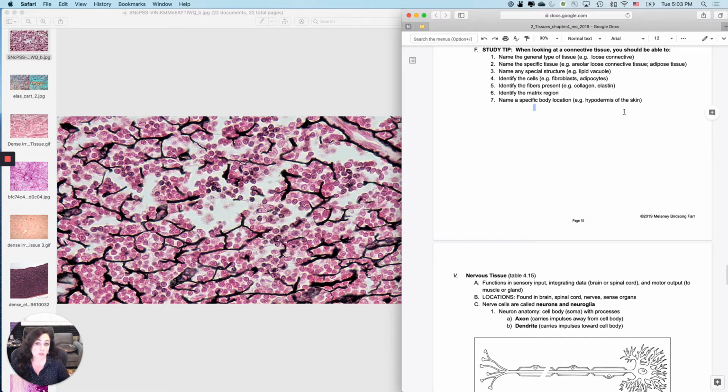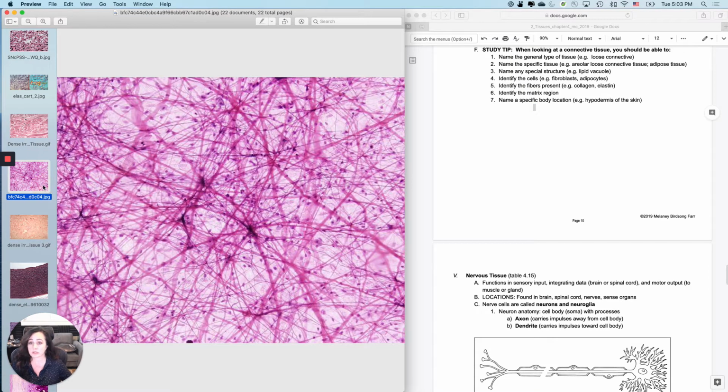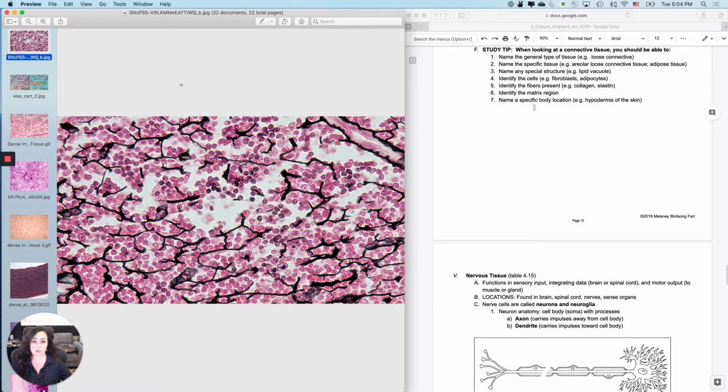As I mentioned before, the question that people usually expect is just the simple one, like identify this tissue. It could be this one, which is loose areolar connective tissue. It could be this one, which is reticular connective tissue. And that's as far as most students will go, but that's definitely not all the questions that could be asked. So what other questions could be asked?